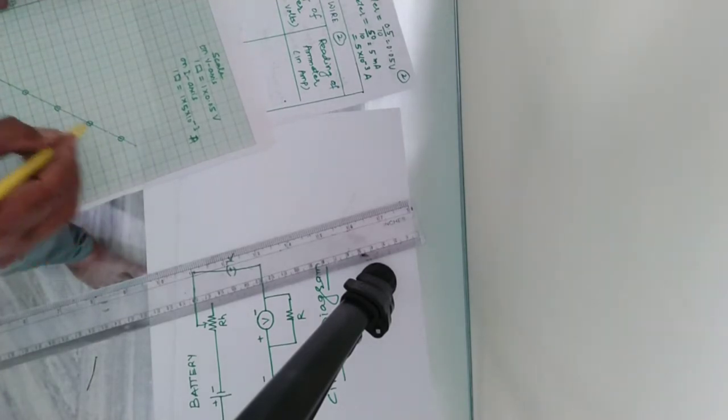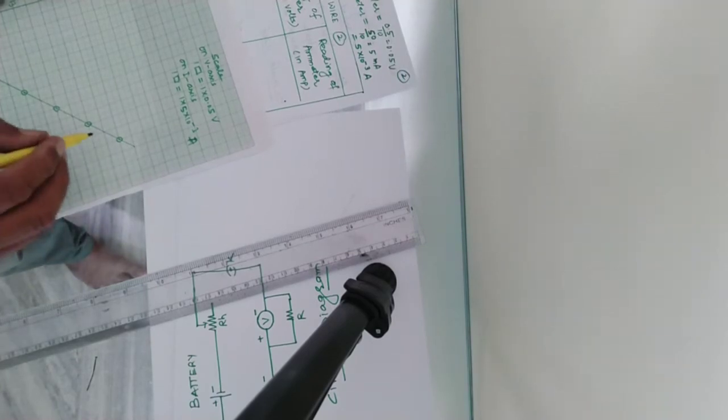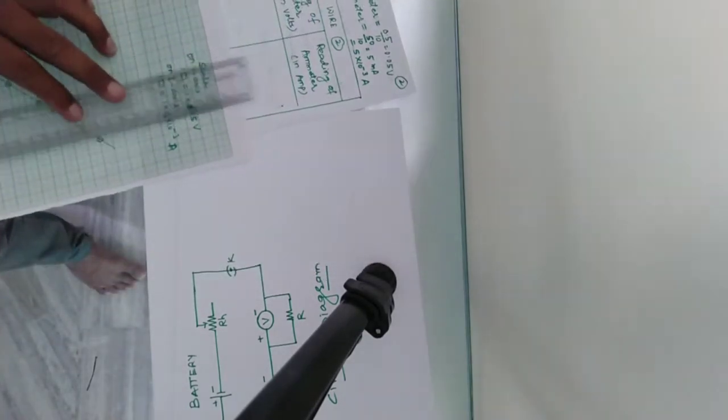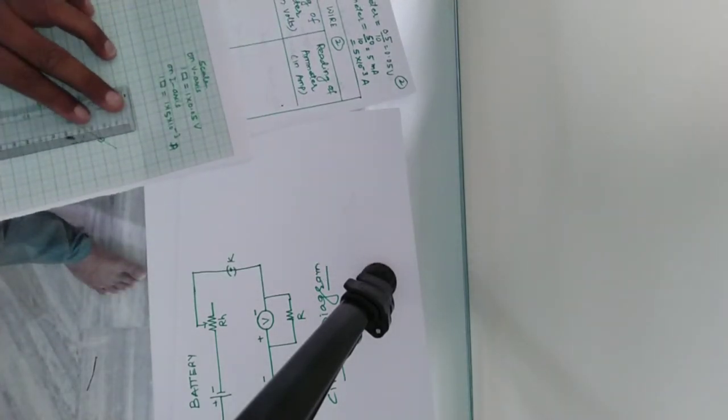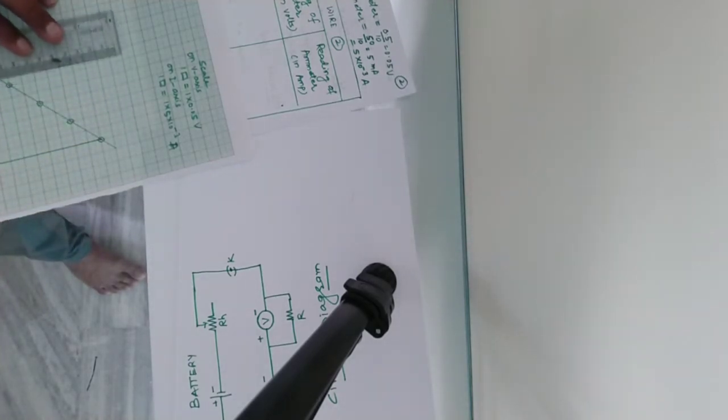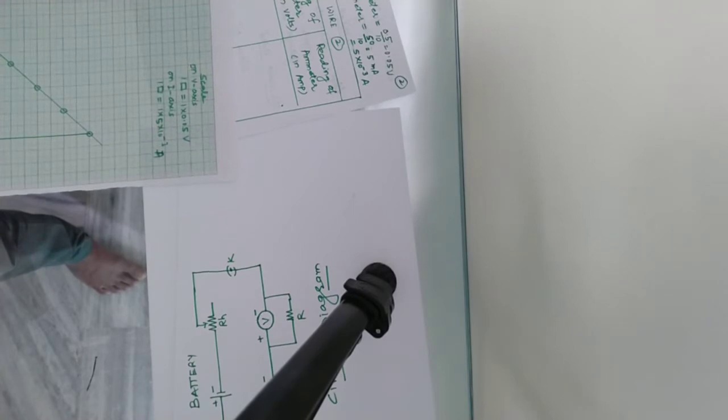For slope, you can choose these points or you can choose other points also. It doesn't matter. So I take this point and this point. Then corresponding to this point, I draw two lines vertically, and then two lines horizontally.